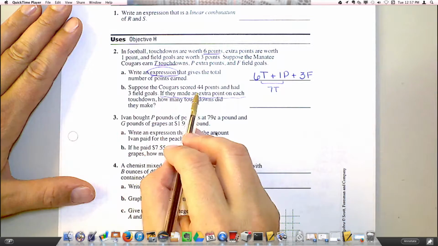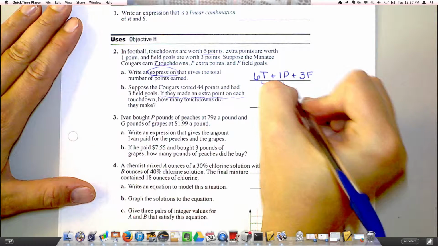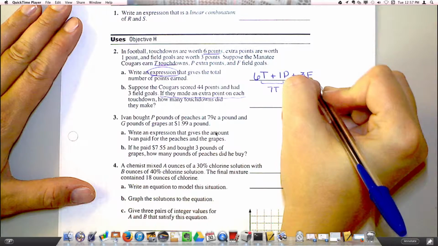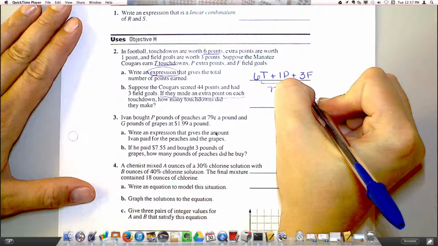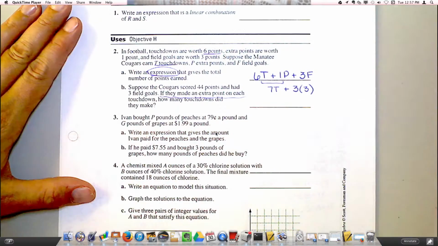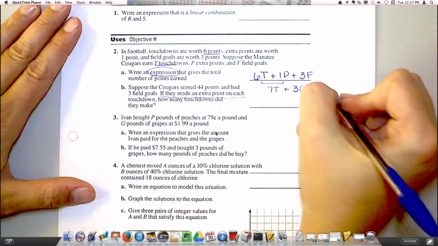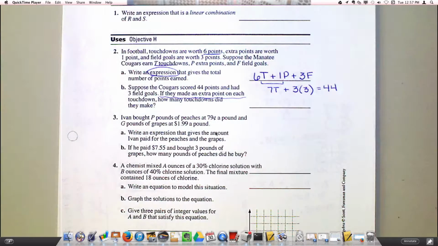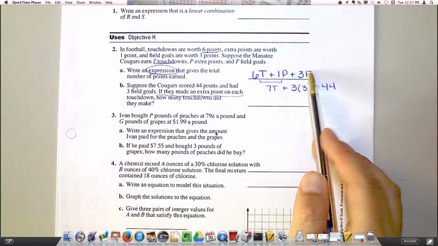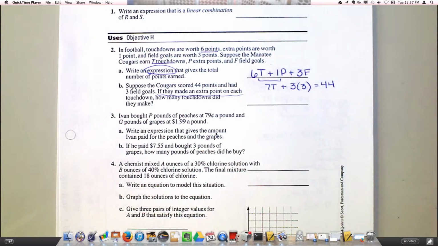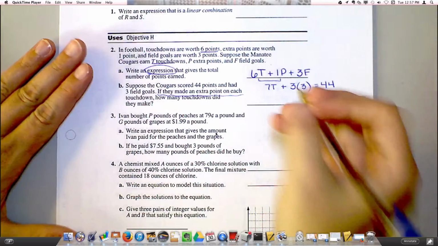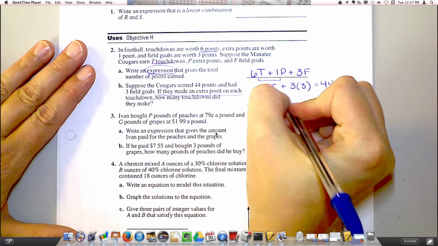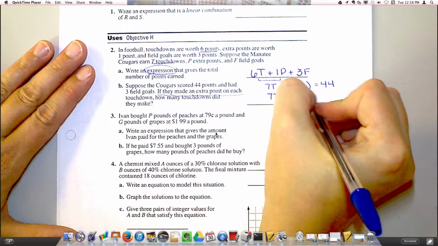So, and then I also know that I made 3 field goals, so instead of F, I'm going to use a 3, because I know how many field goals I made, and my total score was 44 points, so it's going to be equal to 44. Does that setup make sense, what I did there? So I plugged a 3 in for F, and then I also combined my touchdowns and extra points. So this is really 7T plus 9 equals 44.